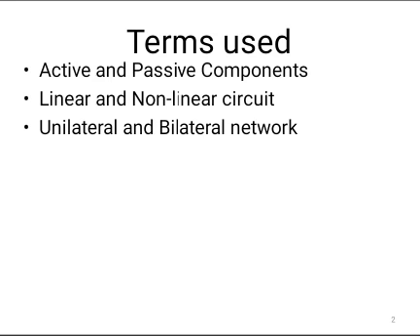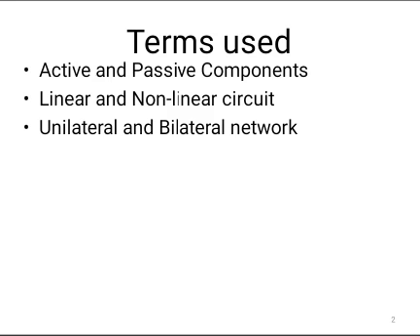Next, you must know about the different electric circuits according to their properties. Linear: the circuit in which the current is proportional to the voltage is called a linear circuit. Example: circuits containing elements like resistors, capacitors and inductors, etc. The circuit in which the current is not proportional to the voltage is called a nonlinear circuit. Example: circuits containing diodes, transistors, etc.